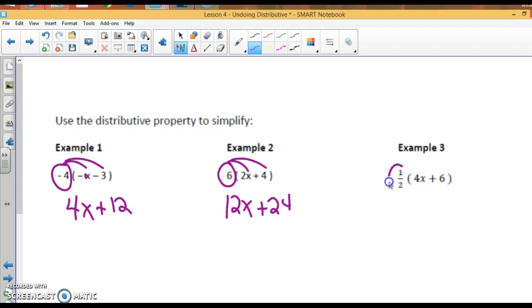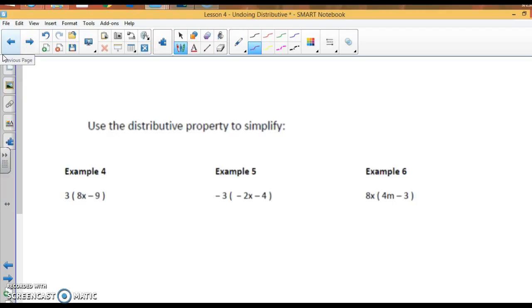Now we're going to distribute the 1/2. 1/2 times 4x is 2x. And 1/2 times positive 6 is positive 3. This one, 3 times the quantity 8x minus 9. 3 times 8x is 24x. Positive 3 times negative 9 is negative 27. So your answer is 24x minus 27.